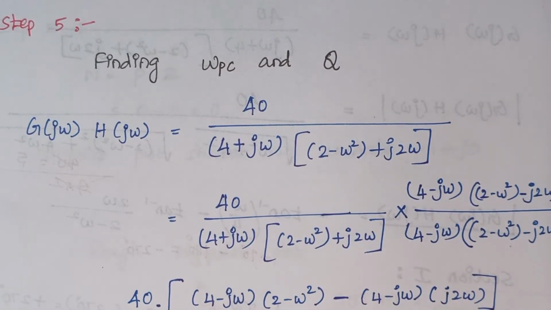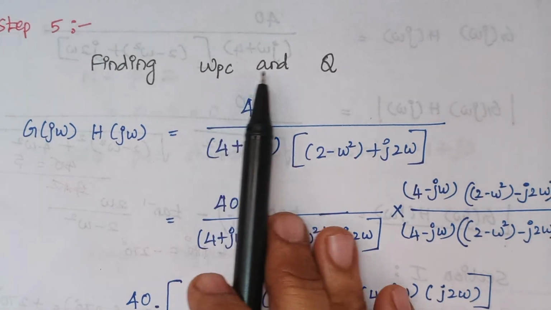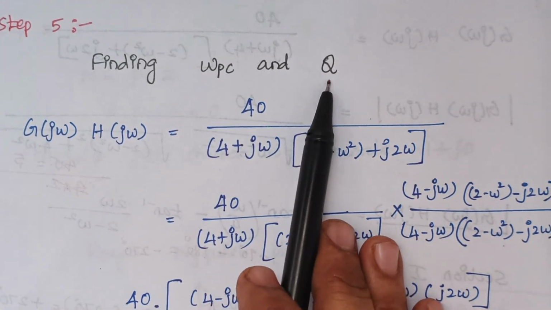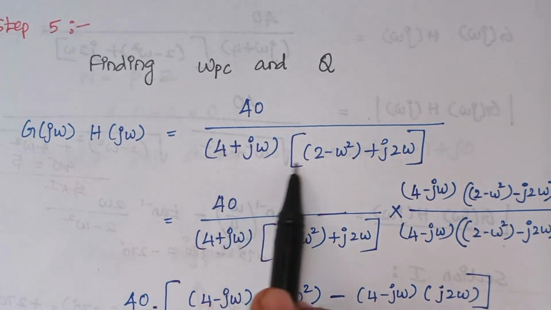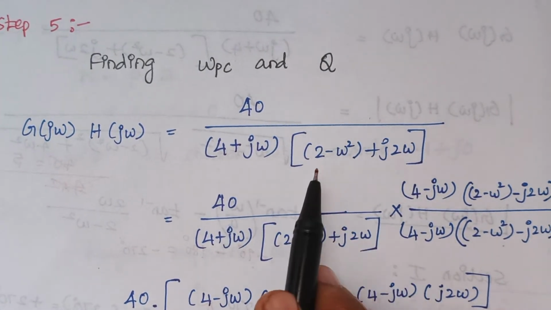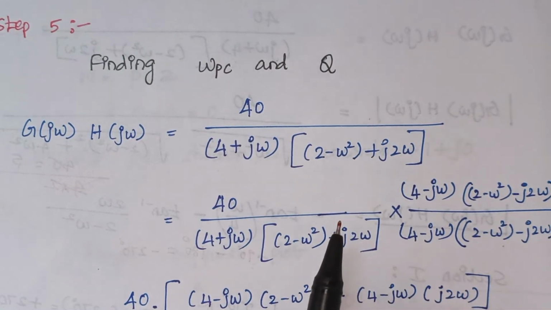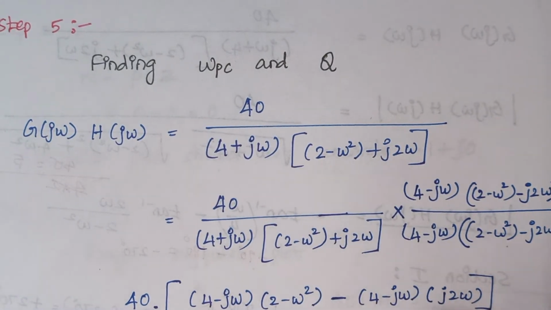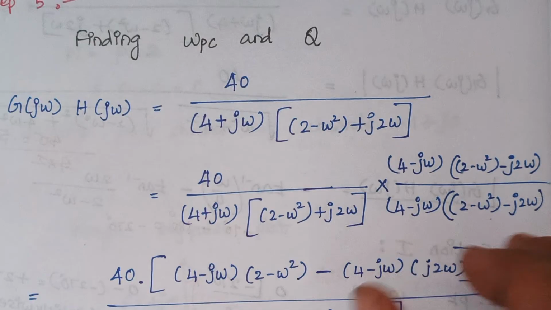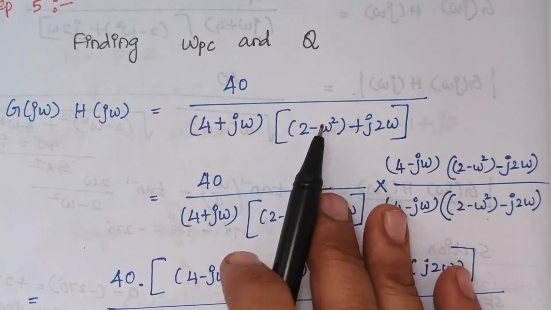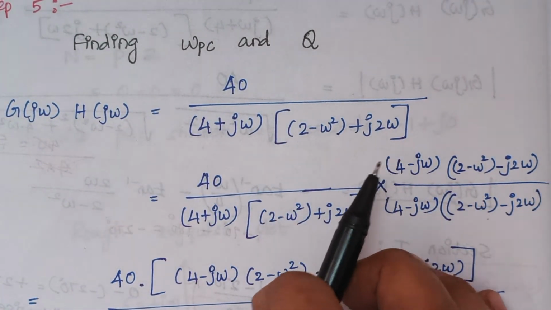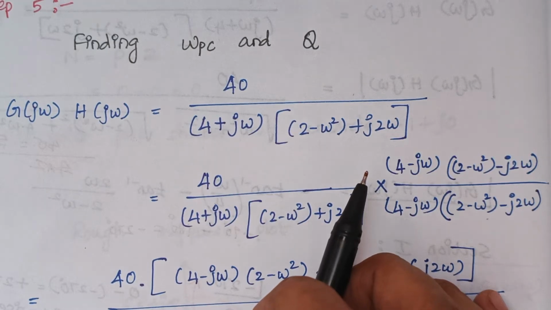Now we are going to find the omega pz and q. That is, q is nothing but the intersection point on the negative real axis. So this is our given problem. We had replaced s just by j omega, right? And the next step is rationalizing. Rationalizing is nothing but multiplying and dividing this expression by the numbers with opposite signs.